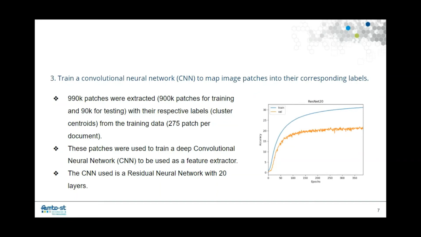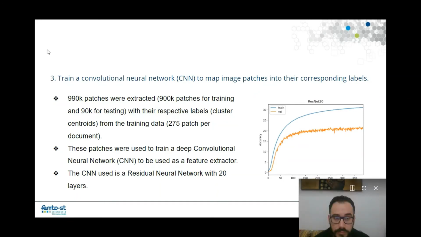Then we trained a convolutional neural network. As we said, we used the ResNet 20 to train the system on the patches. We extracted 990,000 patches, and we divided them into 90% for training and 10% for testing, which is around 275 patches for each document.